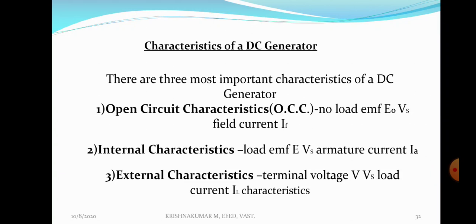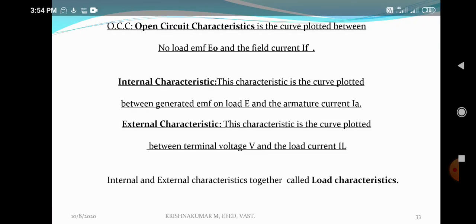Second one is internal characteristics, which shows the relation between EMF at loading condition E versus armature current IA. Third one, external characteristics, which shows the relation between terminal voltage V versus load current IL. So these are the three important characteristics as far as a DC generator is concerned.